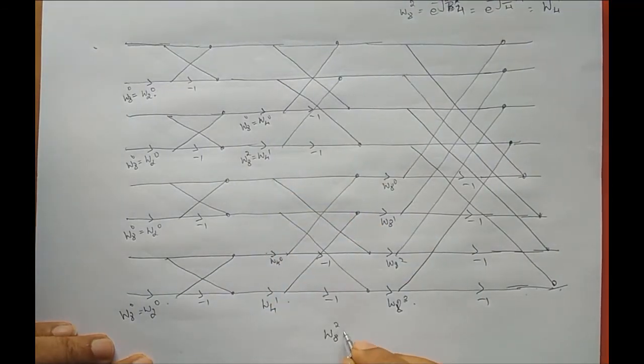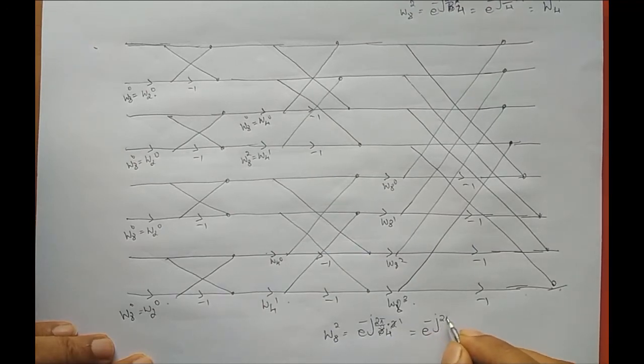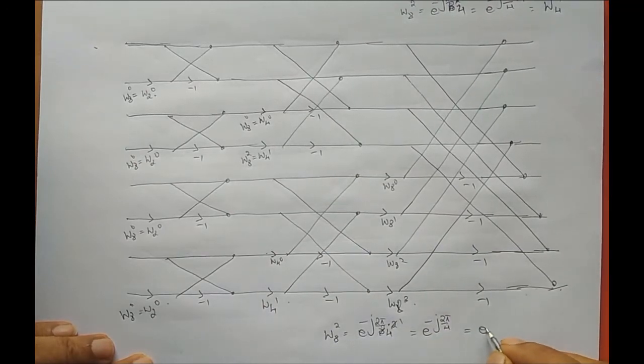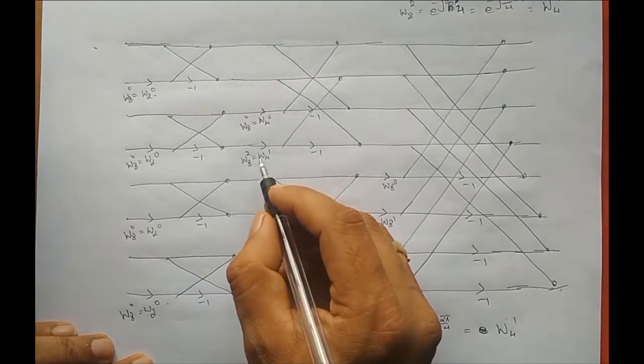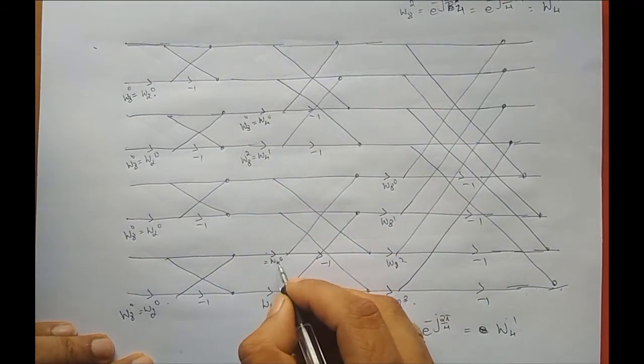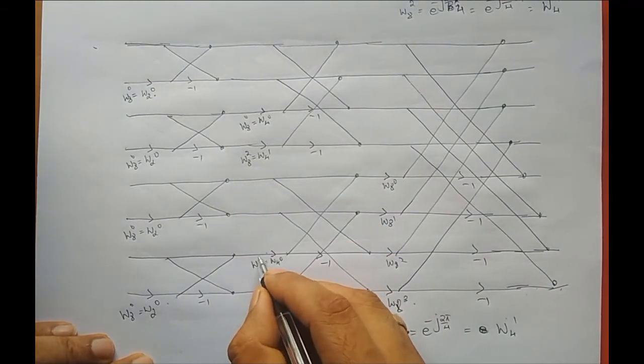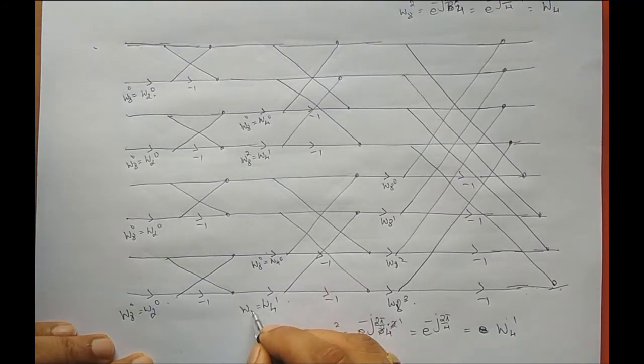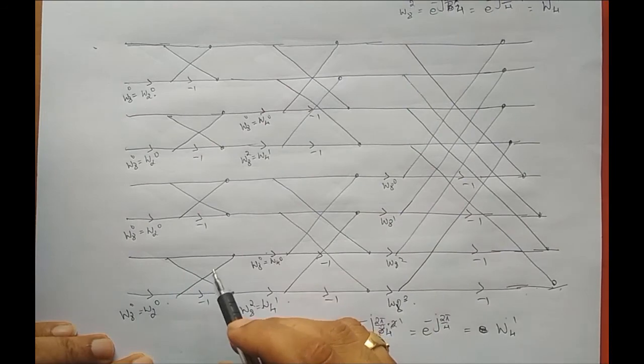So W8 power 2 is equal to what? e power minus j 2 pi by 8 into 2. So 2 ones are 2, 2 fours are 8. This is nothing but e power minus j 2 pi by 4. And what is this? W4 power 1, right? So I can write W4 power 1 as W8 power 2. Similarly here I can write W4 power 0 as W8 power 0, and this I can write as W8 power 2. Fine. So why am I doing this?